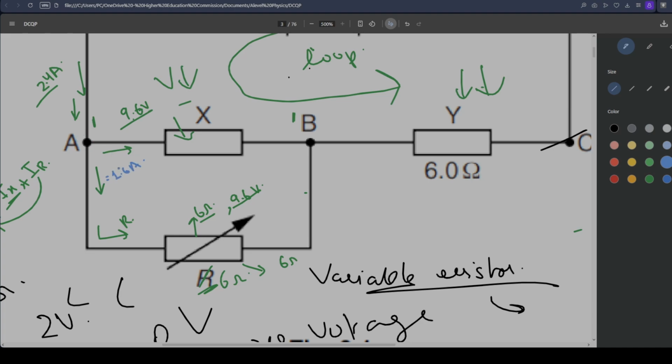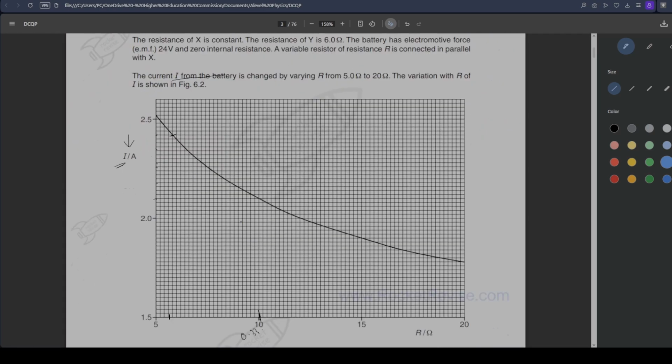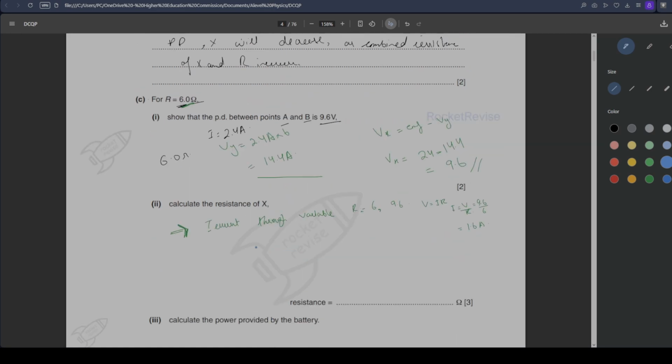So now we know this and this, we can calculate the current through X, and that is going to be 2.4 minus 1.6. Current through X is equal to 2.4 minus 1.6. That is 0.8 amps, 0.8 amperes.